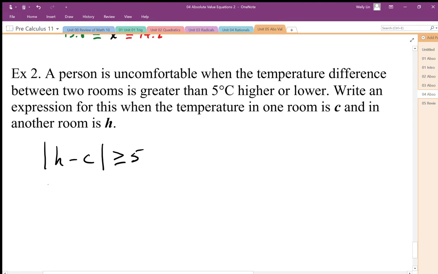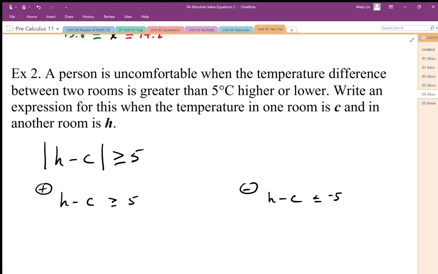So we can then write the positive version of this: H minus C is greater than or equal to 5. Or the negative version of this is when H minus C is less than negative 5. So if the difference is greater than this, you'll be going from one room to the other and feeling a big difference in temperatures, which makes you uncomfortable, whether from lower to higher or higher to lower.